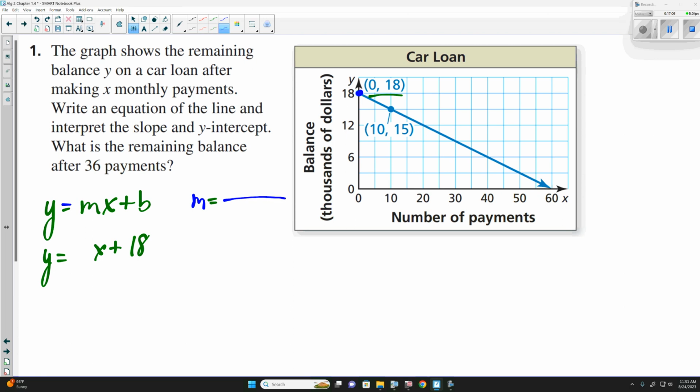Now our formula for slope is y2 minus y1 over x2 minus x1. Now this one they did give us 2 points, 0, 18, 10, 15. What's one of our two y values? What's one of the two y values that we have up here? Because we're plugging in finding slope. So we have 2 points, 0, 18, 10, 15. Give me one of those two y values. It is xy.